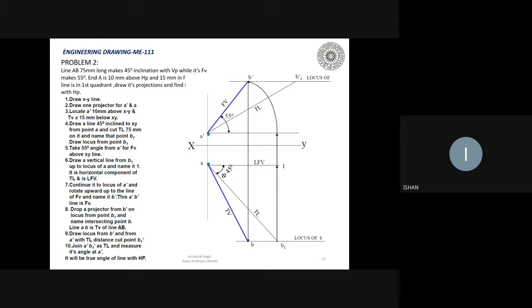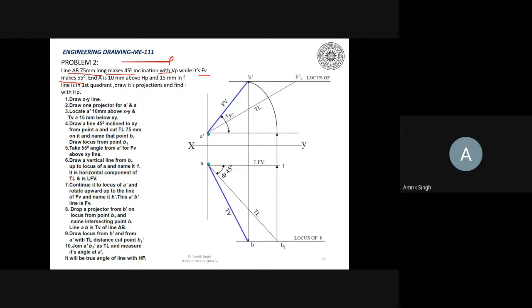ठीक है. Okay, sir. So problem 2 is that a line AB is 75 millimeter long, makes an angle 45 degree with VP, and so you see only one angle, while its front view makes angle 55. So it makes an angle with VP. So phi is given, ठीक है, बिकॉज ये VP के साथ बना रहा है. अब फ्रंट व्यू दिया हुआ है, so this angle is what? This angle is alpha, isn't it? Because it is the front view which is making.